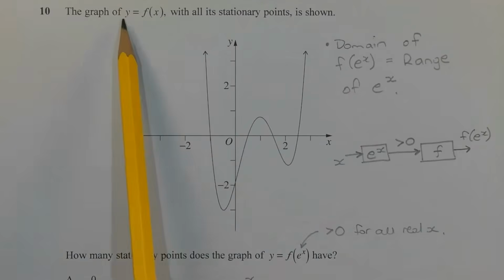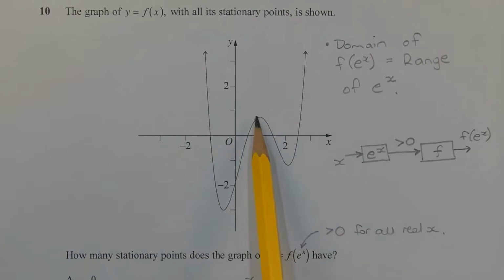Now, looking at the graph of y equals f of x, we can see that there are 3 stationary points. One here when x is negative, and one here and here when x is positive. Let's look at the behavior of e to the power of x.